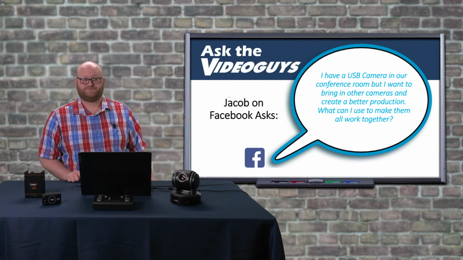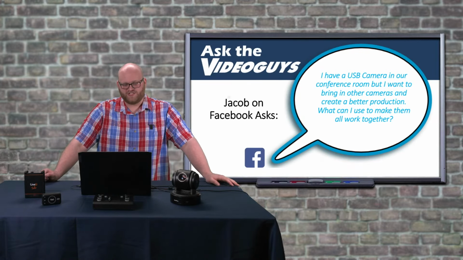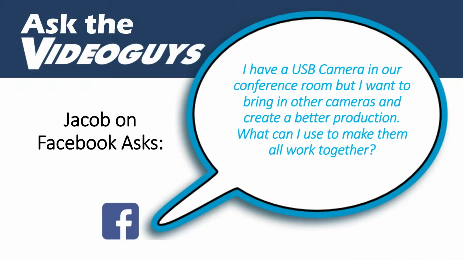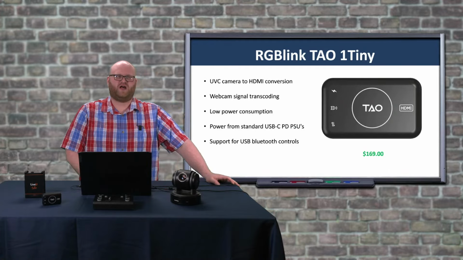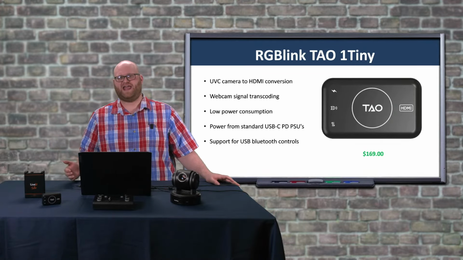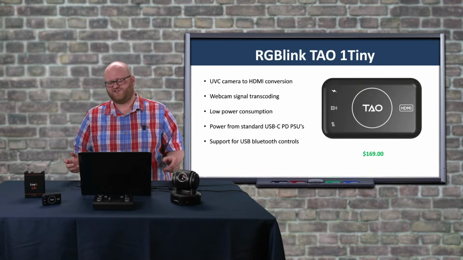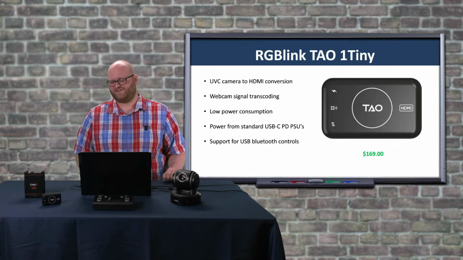Moving on. Jacob on Facebook asks, I have a USB camera in our conference room, but I want to bring in other cameras and create a better production. What can I use to make them all work together? So basically, you have a bunch of HDMI cameras, you want to add another camera, or vice versa, and you still want to use a webcam that you have previously.